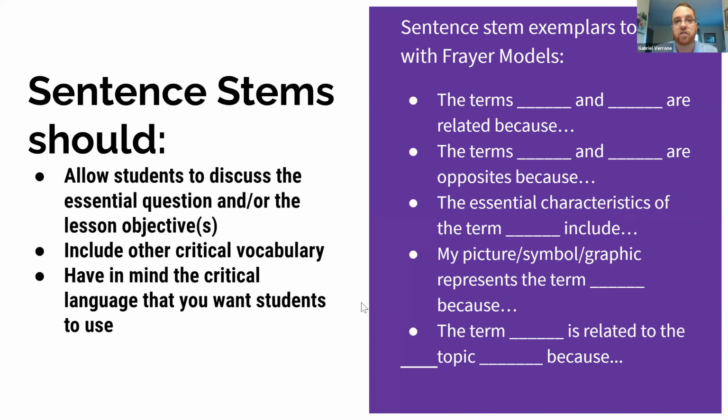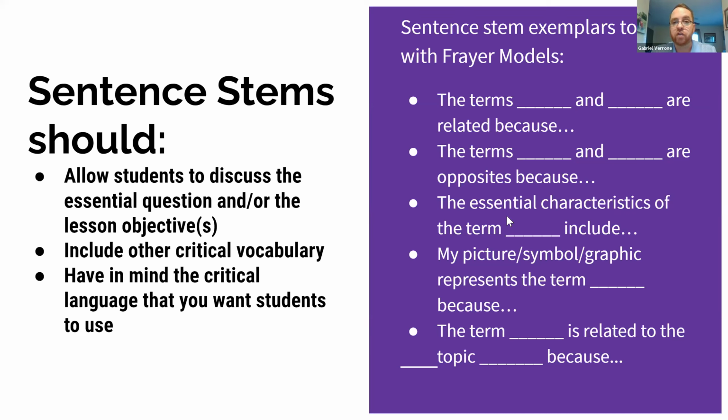If they use your sentence stem, will it result in the language that you want and are looking for? So again, this is not an exhaustive list. We're not just doing one Frayer model in isolation, we're doing Frayer models on terms that are related in a specific topic. So I might say, the terms blank and blank are opposites because the essential characteristics of the term blank include. That one is a little more straightforward.